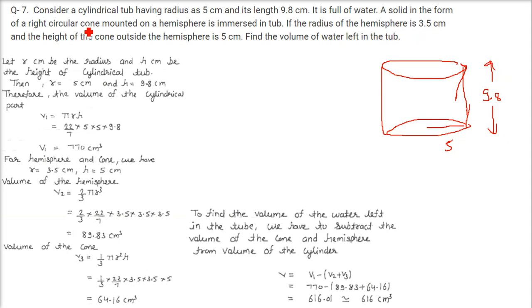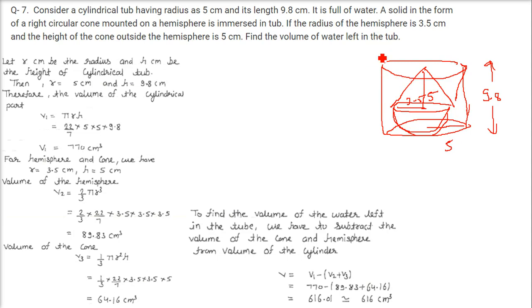A solid is in the form of a right circular cone mounted on a hemisphere. So it is being immersed now in the water. The radius of the hemisphere is 3.5, and the height of the cone outside the hemisphere is 5. Find the volume of the water left in the tub.